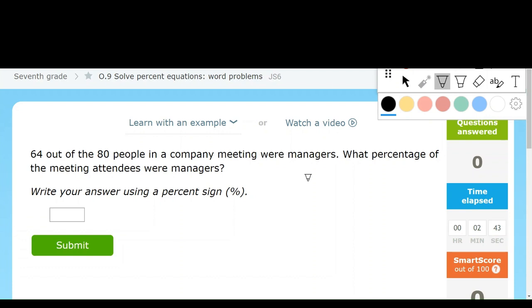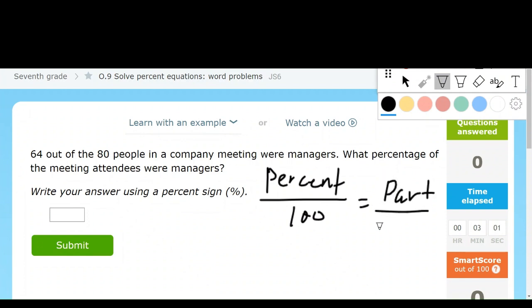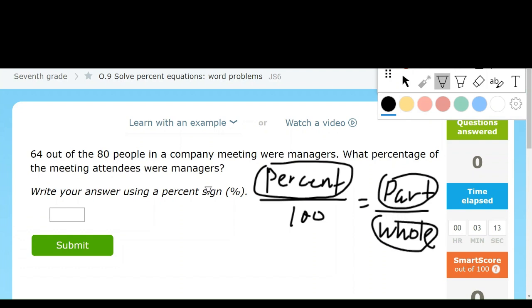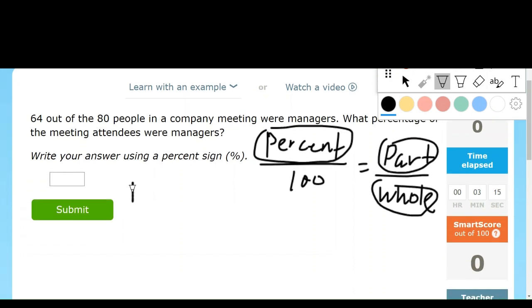Whenever we're solving for percentage of number problems, I always like to start with a proportion. So here's the proportion. Percent over 100 equals part over whole. Notice that we have three parts to this proportion. We have the percent, we have the part, and we have the whole. So I like to just make a note of that on the side.